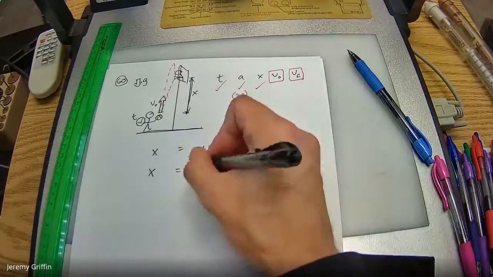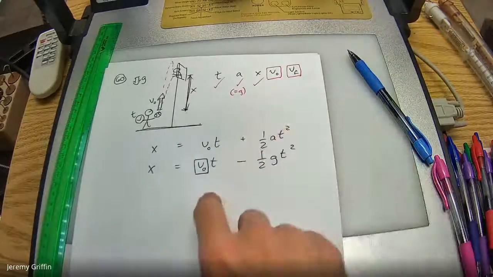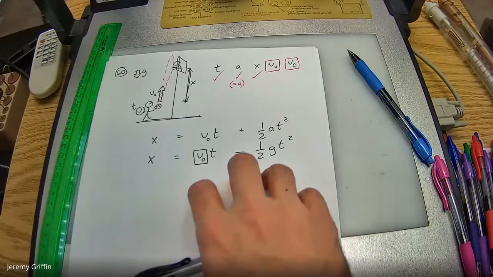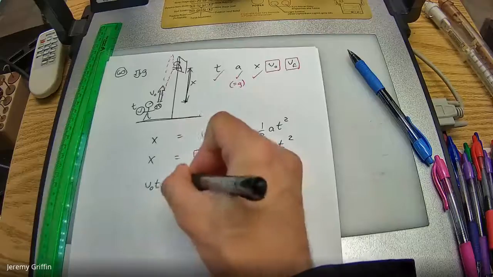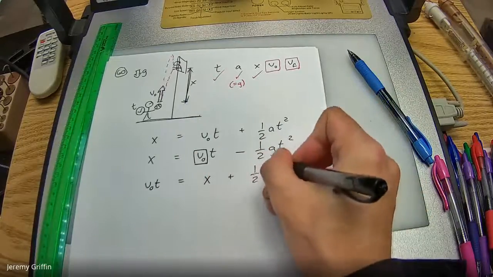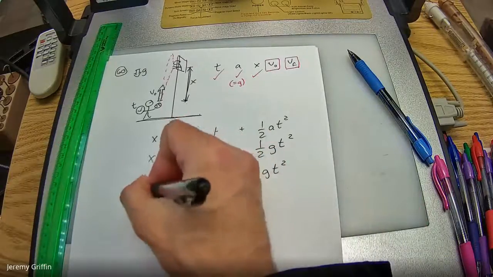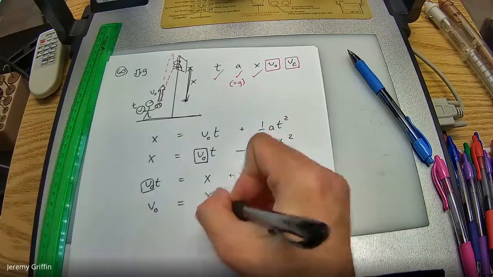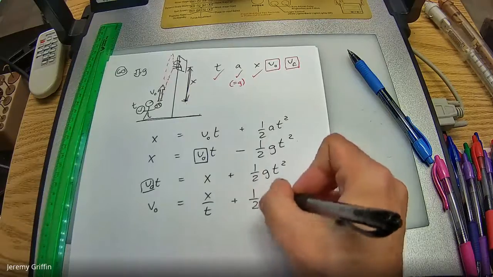All right, guys. And we've got to solve for V naught, because it's one of the things we're solving for, right? You guys picked out this equation, good call. Can you guys solve for that? Can you beat me to the answer? Let's see, V naught T is equal to X plus 1/2 GT squared. Add that term over, divide both sides by T, and the throwing speed equals X over T plus 1/2 GT.